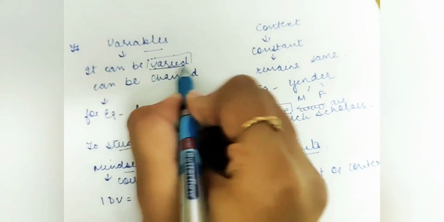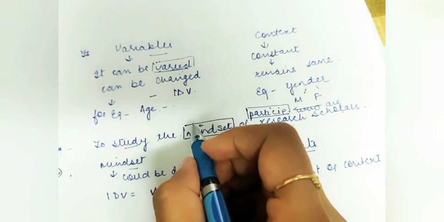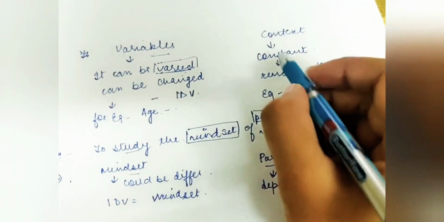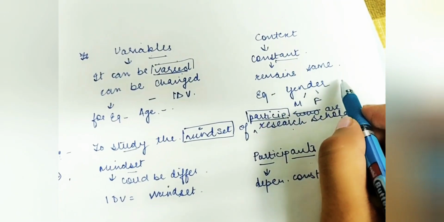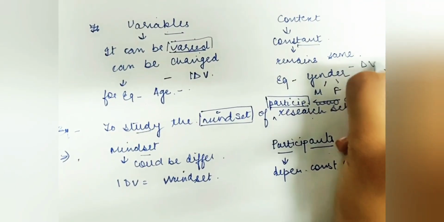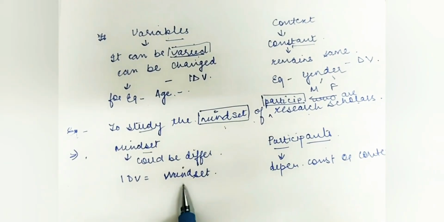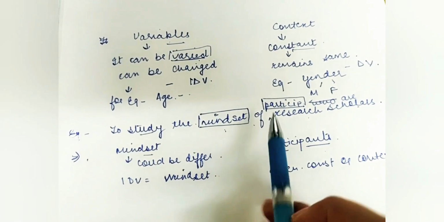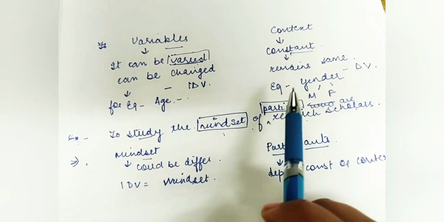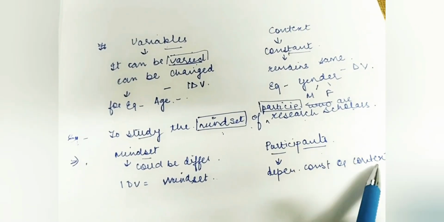It can be changed according to the situation. So in this situation, it will be considered as independent variables, whereas the constant means the same, which cannot be changed. It will be considered as dependent variable. So here we know mindset is the independent variable because it varies person to person, and participants, which is specifically mentioned research scholars, are dependent variables.